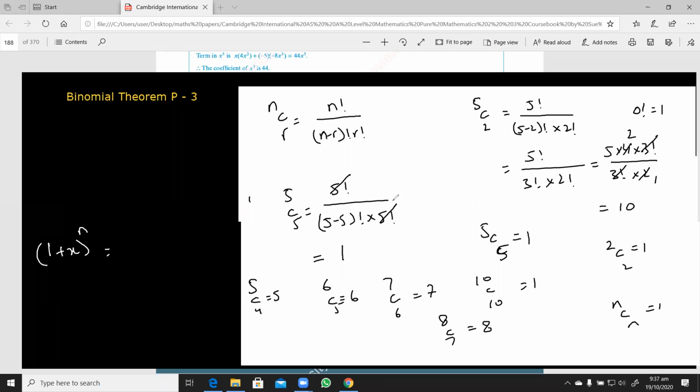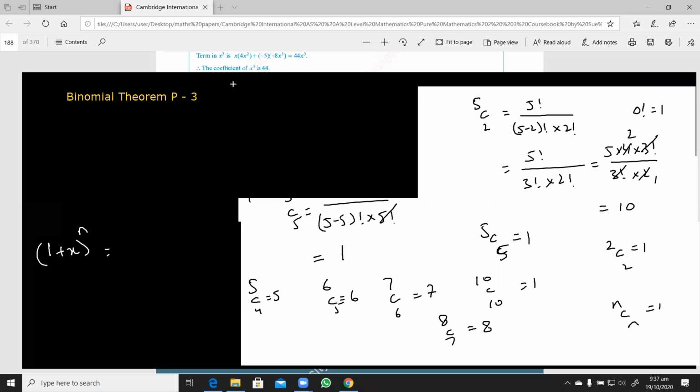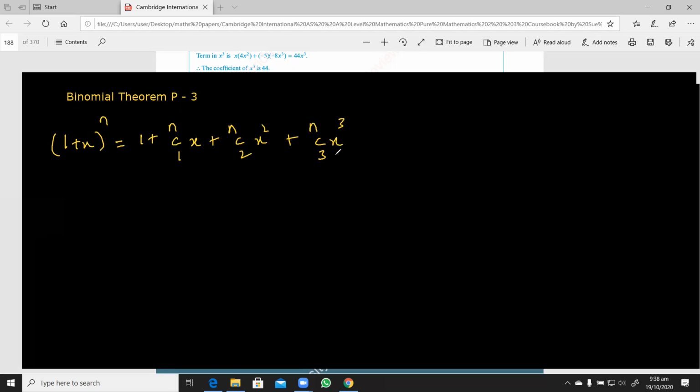Okay. Now I want to take you to the formula. I have to give you the formula for 1 plus x raised to power n. Okay, guys, please be with me. Now we have to simplify this in a way so that we can do this without using a calculator. Initially this is 1 plus nC1 x plus nC2 x squared. This is what we have from your P1. You have done this in your P1.